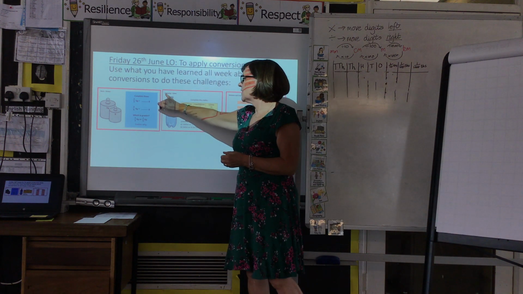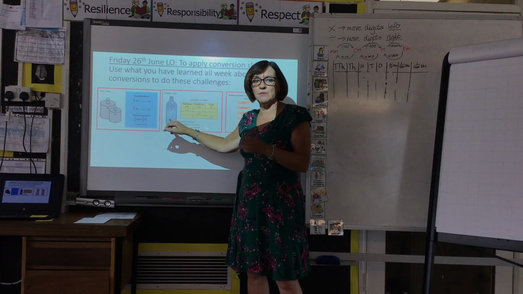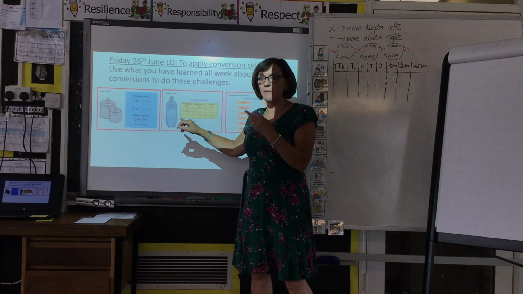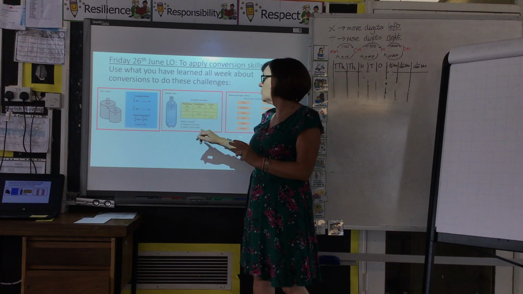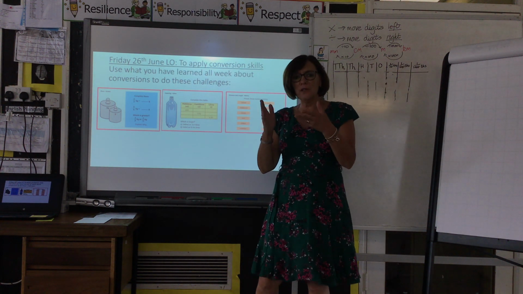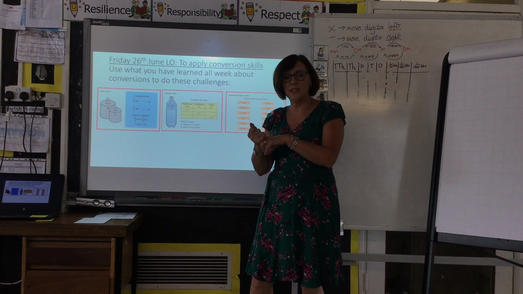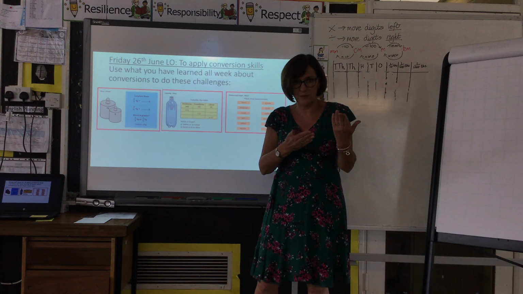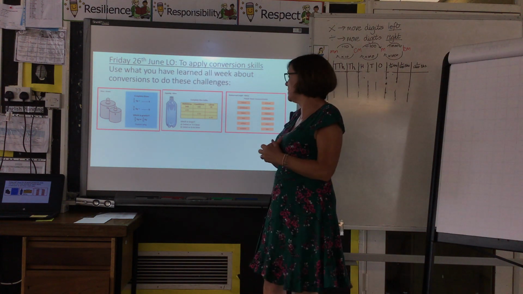The next one is looking at capacity. So we're converting between millilitres and litres. Remember, milli means thousandth. So again, you're working with converting. You're moving 3 places to the right or 3 places to the left, depending on what you're converting between. So look at the grids that you've already used.